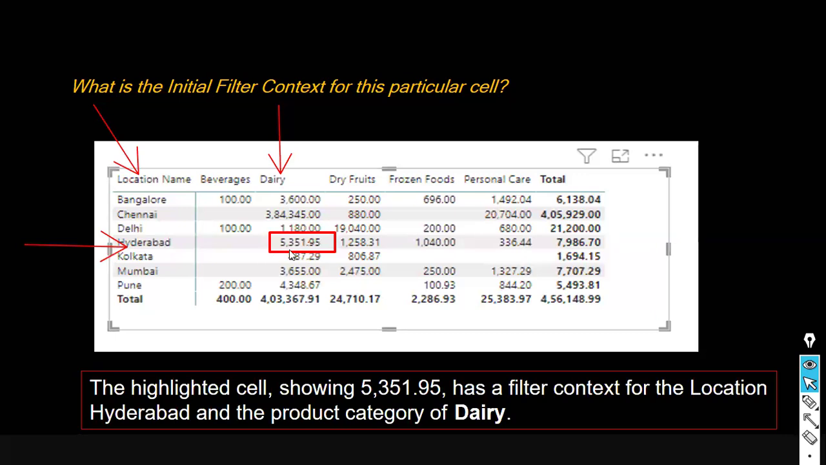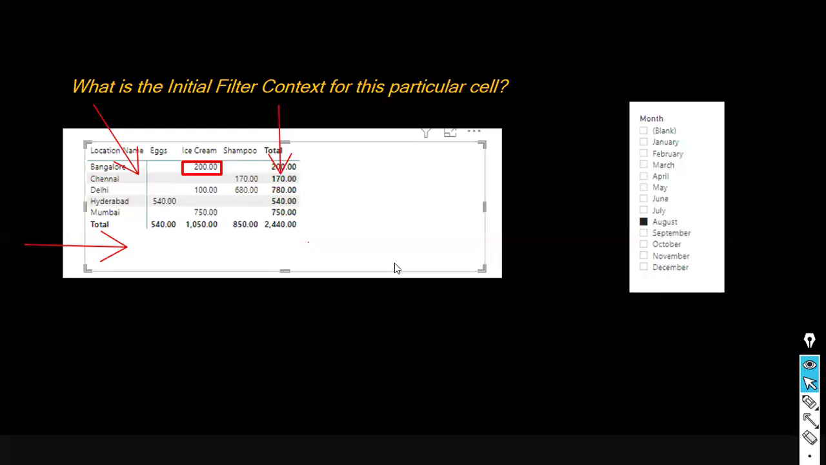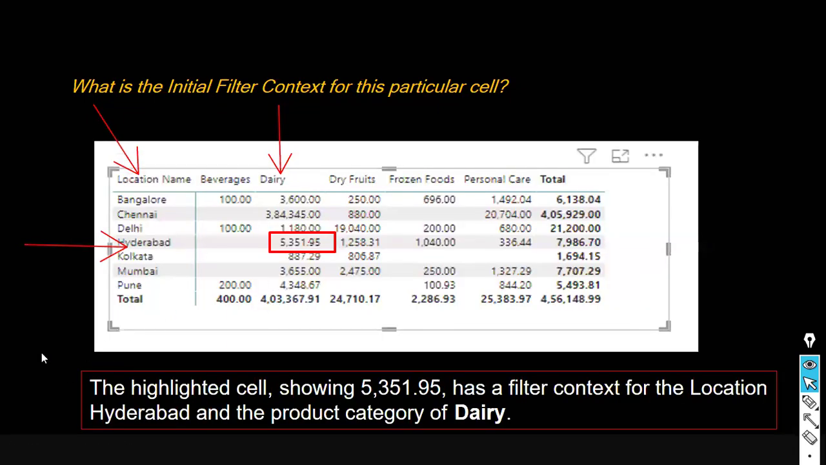The highlighted cell showing 5,391 has a filter context of the location Hyderabad and the product category dairy. For the dairy category and Hyderabad location or city, what is the total sales? So the row level filter and column level filter are applied. Guys, even if you see 5 or 10 blogs or videos on the internet, I bet you will not be able to understand. I made it that much simple. Okay, look here. So next question is, you just remember this one.